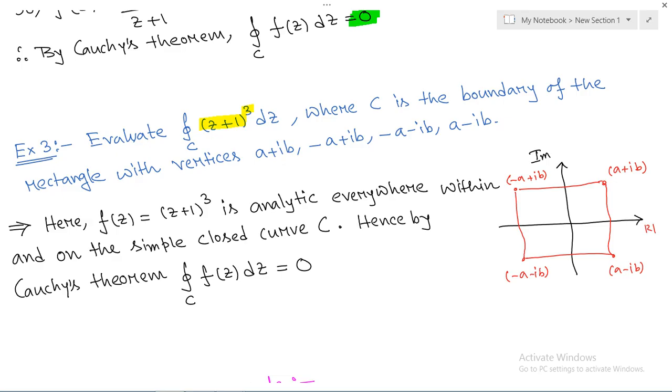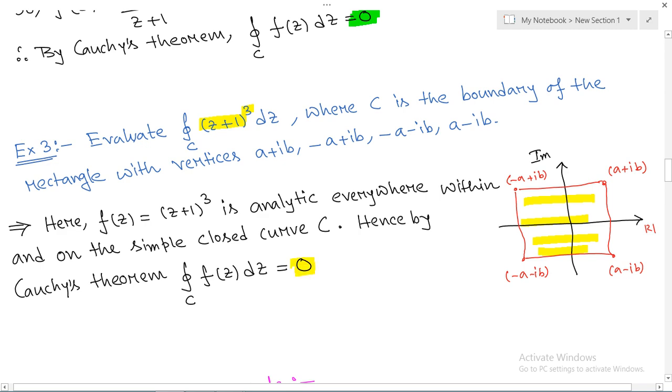So therefore this function is analytic, hence it will be analytic within and on the boundary of this region. Therefore, by applying Cauchy's theorem, we can say the value of the integration is also equal to 0. I think you have understood.